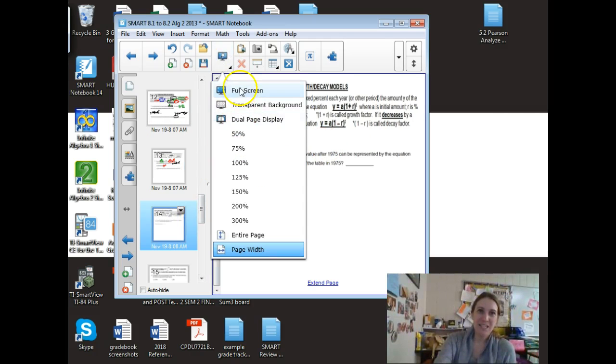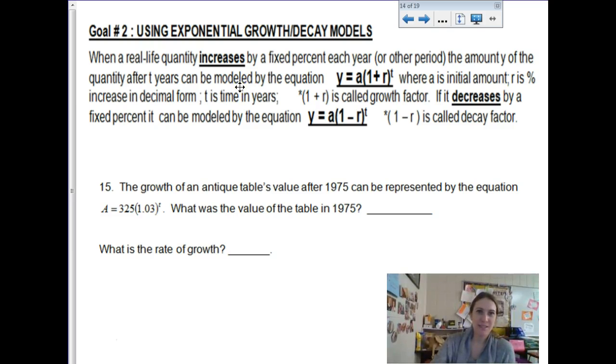The growth of an antique table since 1975 can be represented by this equation. So I already gave you the model, and that model tells you a lot of stuff. Remember the number in front of your base is the initial value. So when it says, what was the table worth in 1975? They're asking you what was the initial value, so $325.